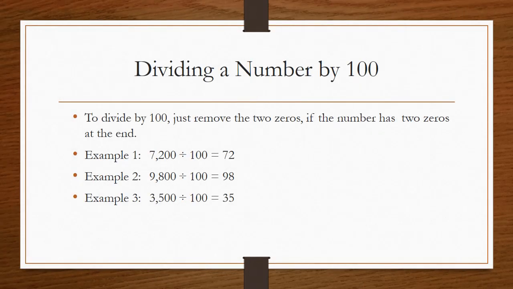While dividing the number by 100, if it has 2 zeros at the end, just remove those 2 zeros. To divide by 100, just remove the 2 zeros if the number has 2 zeros at the end. 7200 divided by 100, after removing the 2 zeros, is equal to 72. 9800 divided by 100 is equal to 98. 3500 divided by 100 is equal to 35.